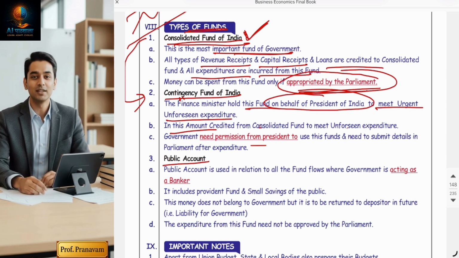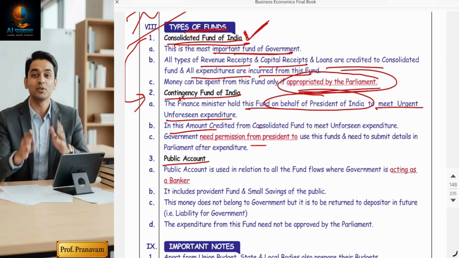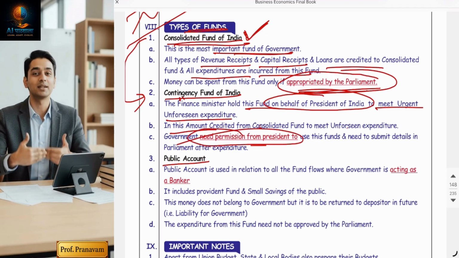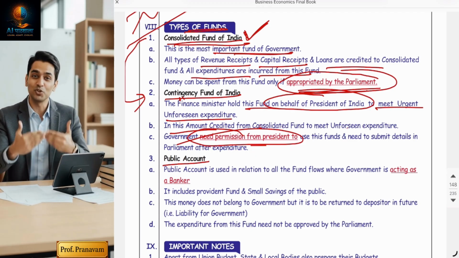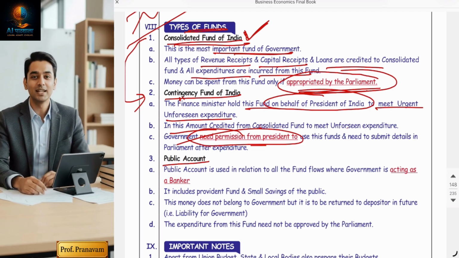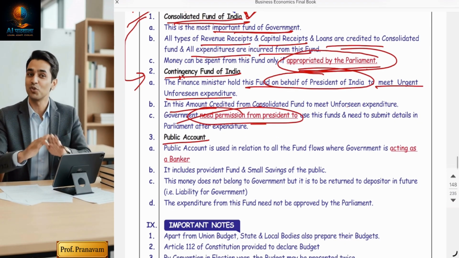Yes, but it's public money. After spending the money, approval is needed from the President of India. After handling that emergency and those unforeseen conditions, the Finance Minister has an obligation to give the details of where that money was spent to the Parliament.